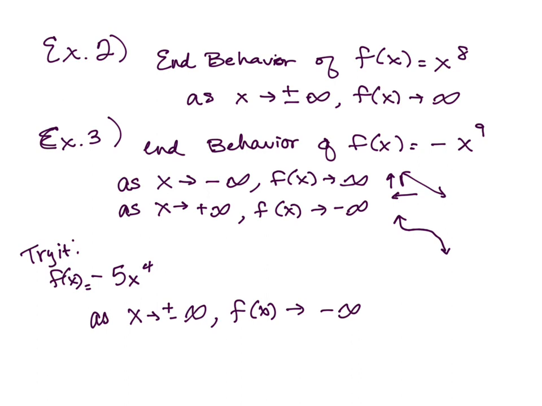That would be your try it. As x goes to positive or negative infinity, f of x goes to negative infinity. Both tails are going to go down on that one. It's going to look like an upside down parabola. Everybody good?